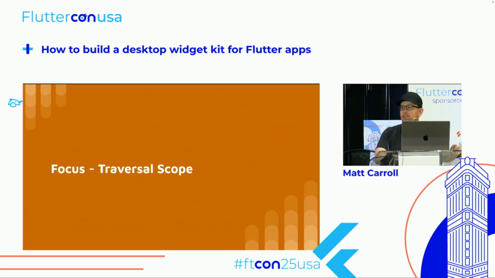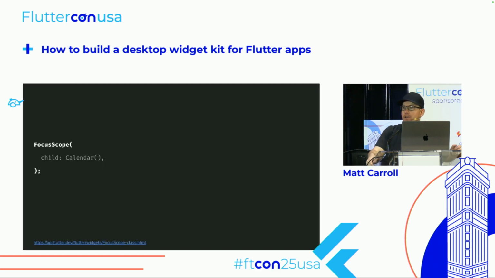And the way you accomplish that in Flutter is with a focus scope. So the moment that you surround your widget tree with a focus scope, you're telling Flutter, I will manually move focus out of this. Do not allow any other focus traversal to escape this widget tree.